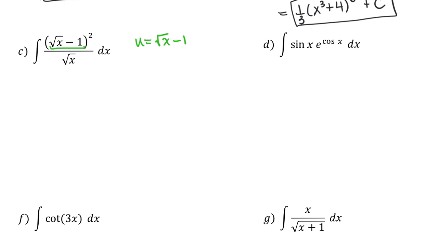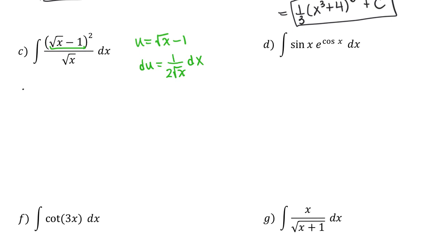Okay, let me think about the du. The du could have to do with this. Let's take du and see if it looks like that. What is that? 1/2 x to the negative 1/2, so 1 over 2 root x. Derivative of negative 1 is nothing. Let me write my dx.